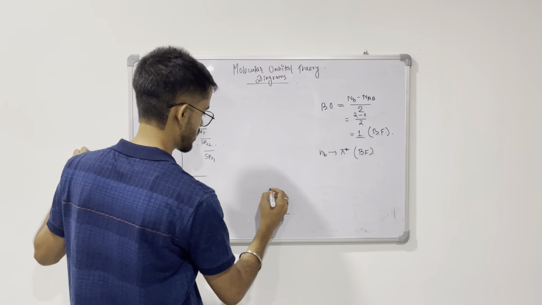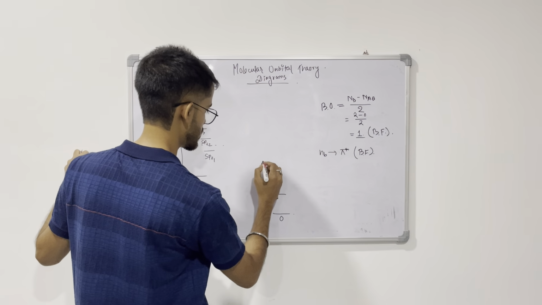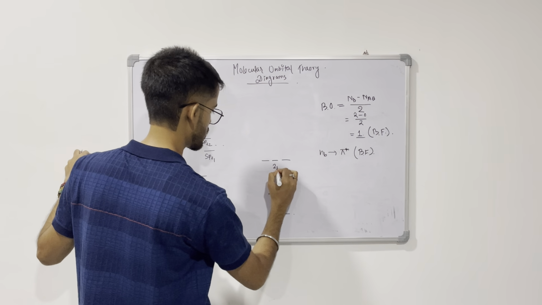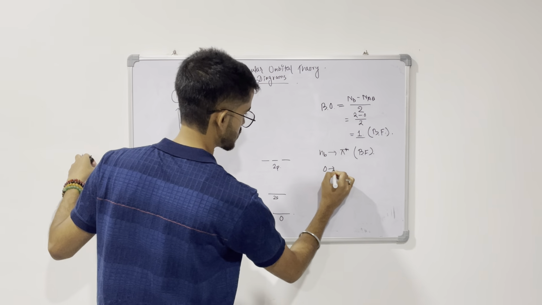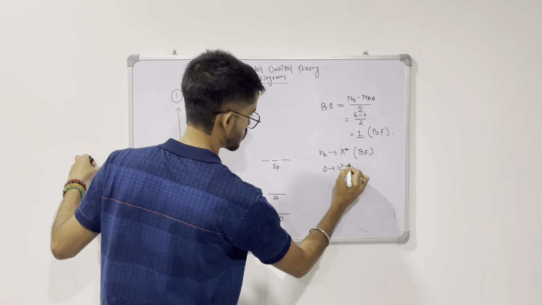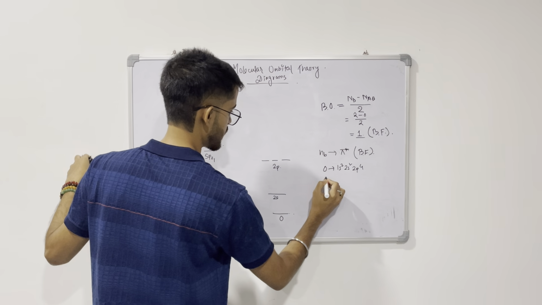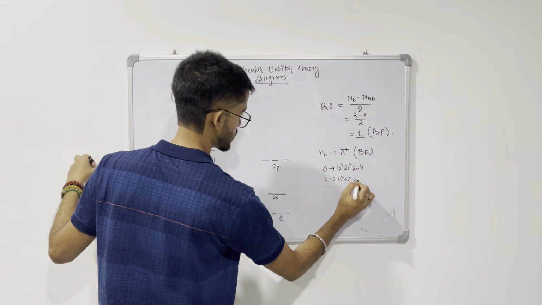Okay. So for this 2s, this is 2p. For oxygen it is 1s2, 2s2, 2p4, and for carbon it is 1s2, 2s2, 2p2.